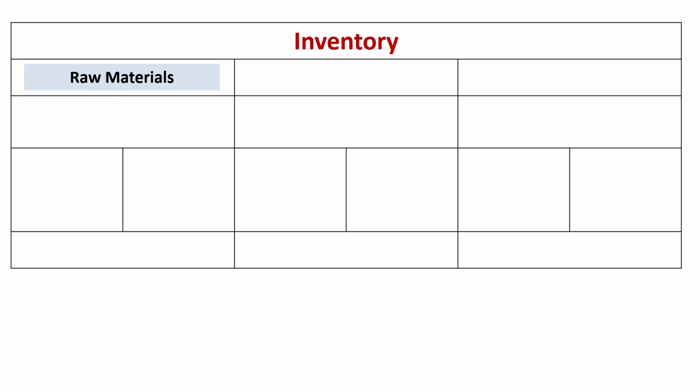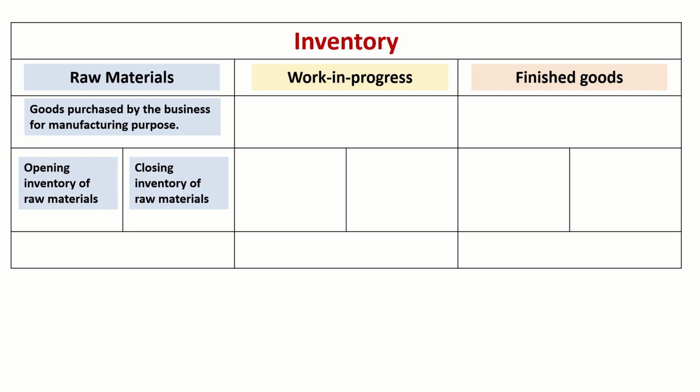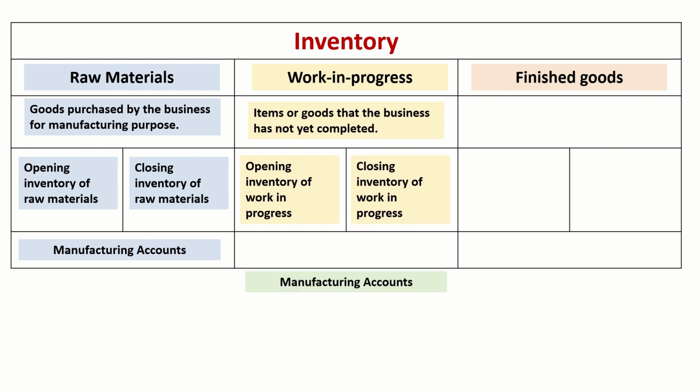Types of inventory: raw materials, work in progress, finished goods. Raw materials are the goods purchased by the business for manufacturing purpose. This includes opening inventory of raw materials and closing inventory of raw materials. This also reflects in a manufacturing account. Work in progress are the items or goods that the business has not yet completed. This includes opening inventory of work in progress, closing inventory of work in progress. This also will be transferred to manufacturing accounts.